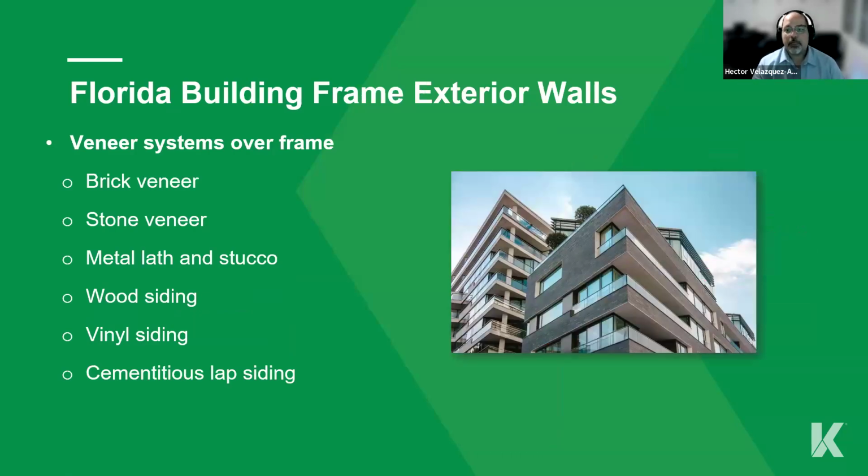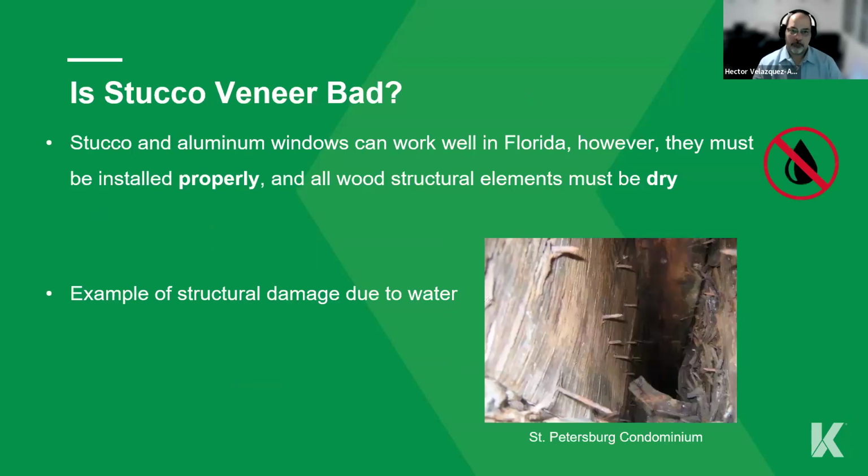Florida building frame, exterior walls. And I think we talked a little bit about this, the veneer system over frames. You got brick veneer, you got stone veneer, you got metal lath and stucco, wood siding, vinyl siding, cementitious lap siding as well. That's what you typically will see. Is the stucco veneer bad? Well, the stucco and aluminum windows can work well in Florida. However, they must be installed properly, which is a big question mark sometimes, and all wood structural elements must be dry.